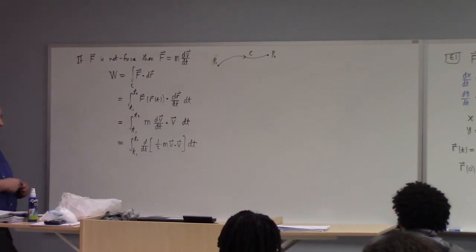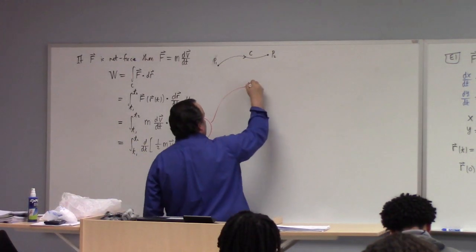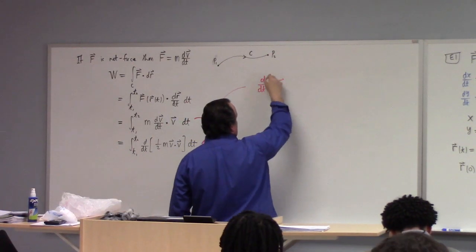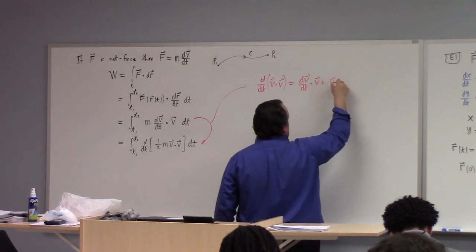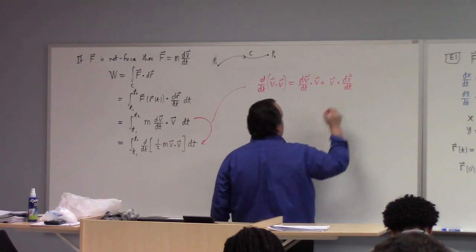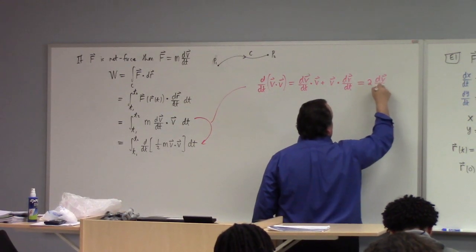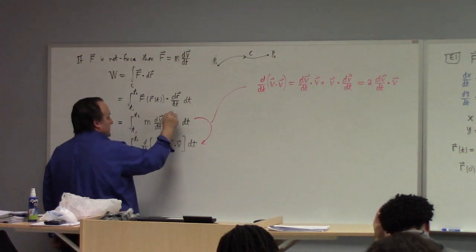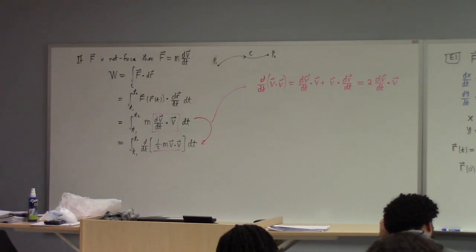Now that is by no means a trivial step. This thing I did right here is the following identity. The derivative of v dot v is dv dt dot v plus v dot dv dt by the product rule for the dot product, which is, of course, twice dv dt dot v, right? So I can trade this dv dt dot v for that. That's just an identity of the calculus of paths.